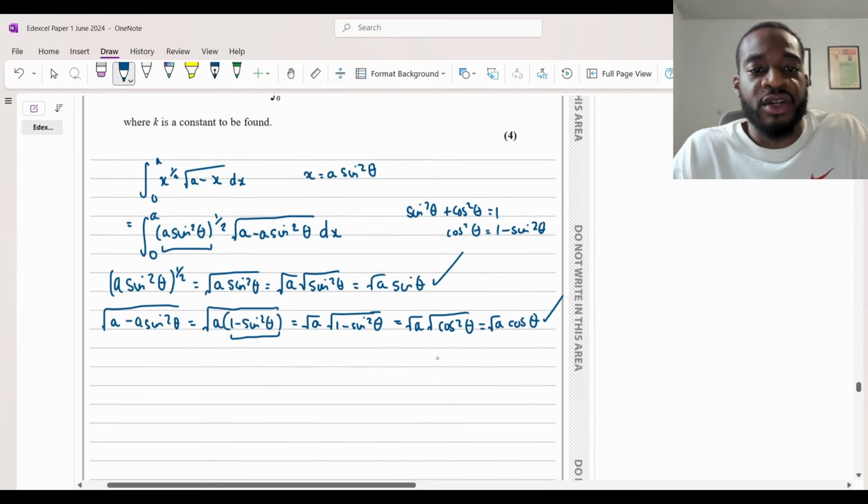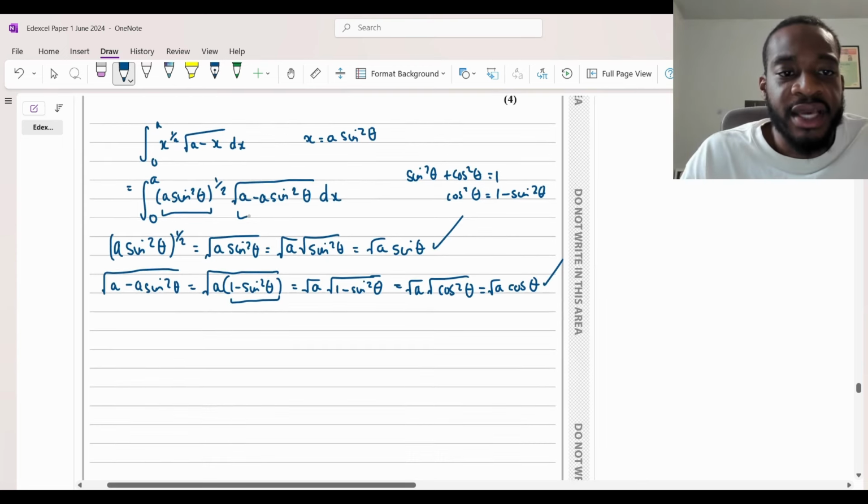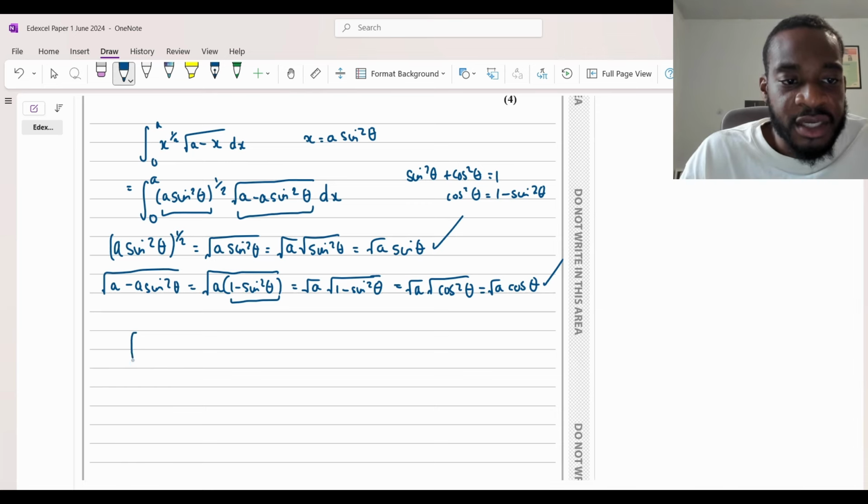And that's perfect. So what I'm going to do now is replace these two with these simplified expressions. So it becomes the integral between 0 and a of root a sine theta multiplied by root a cos theta, right?